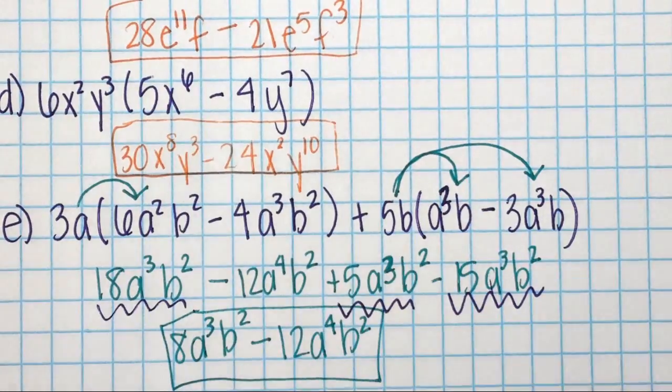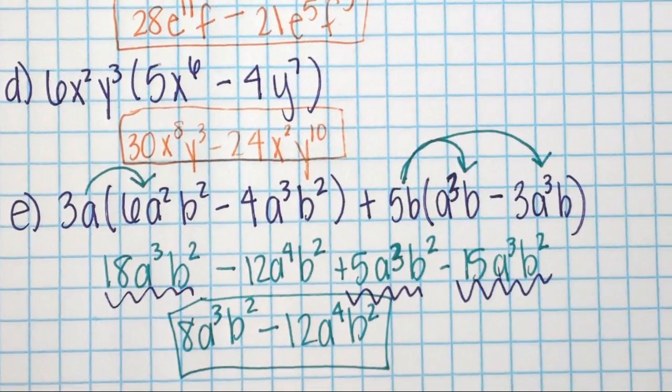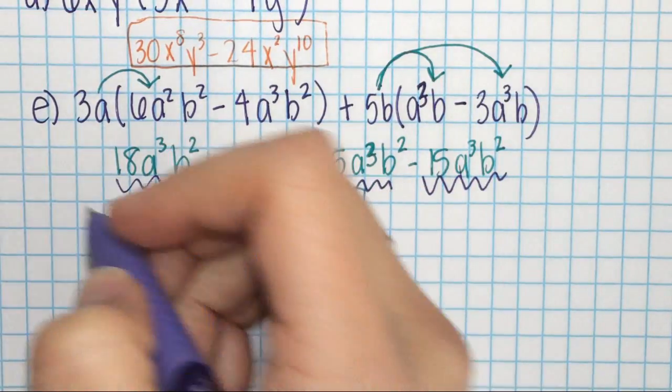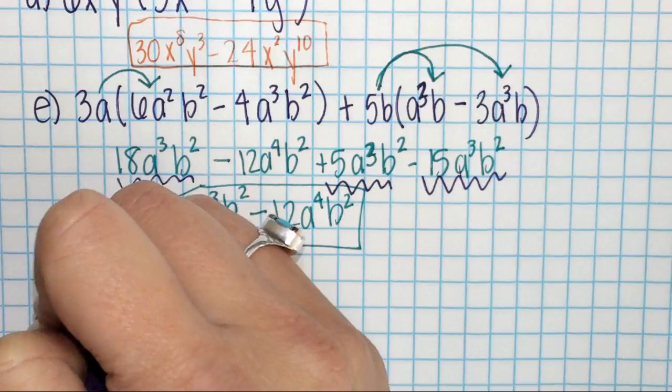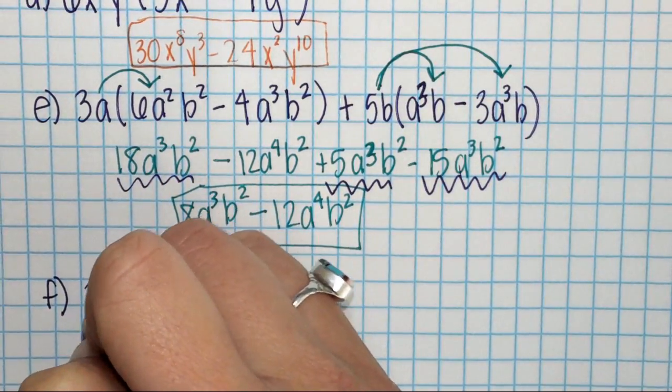One more like this, and then we're moving on to FOIL. What's FOIL? We learned that last week. You should retain knowledge. You're in pre-AP. First, outer, inner, last. Oh, yeah, I remember that.